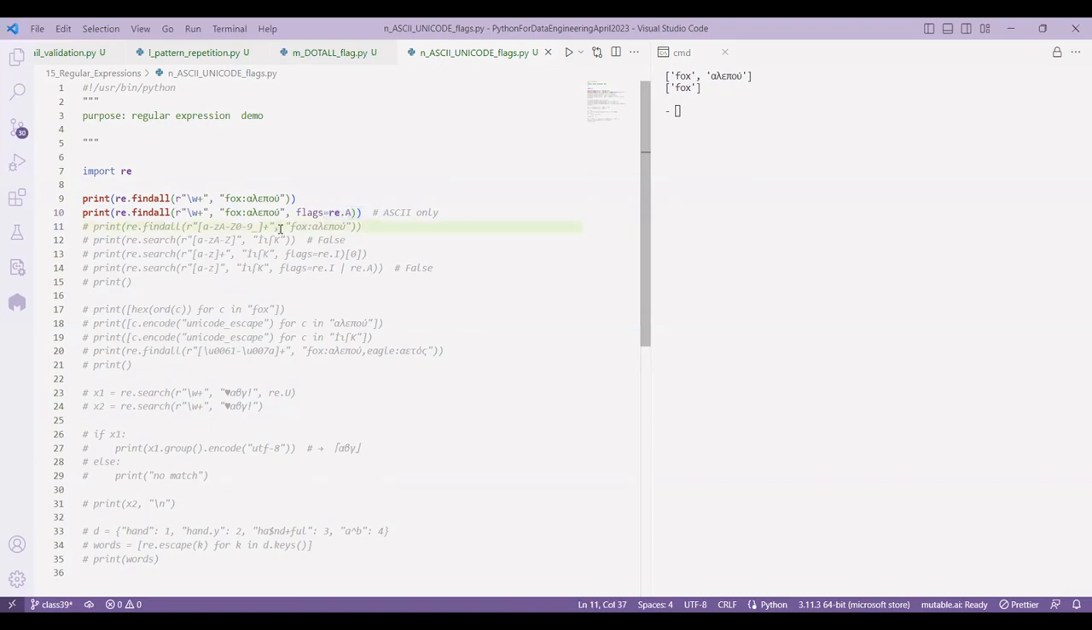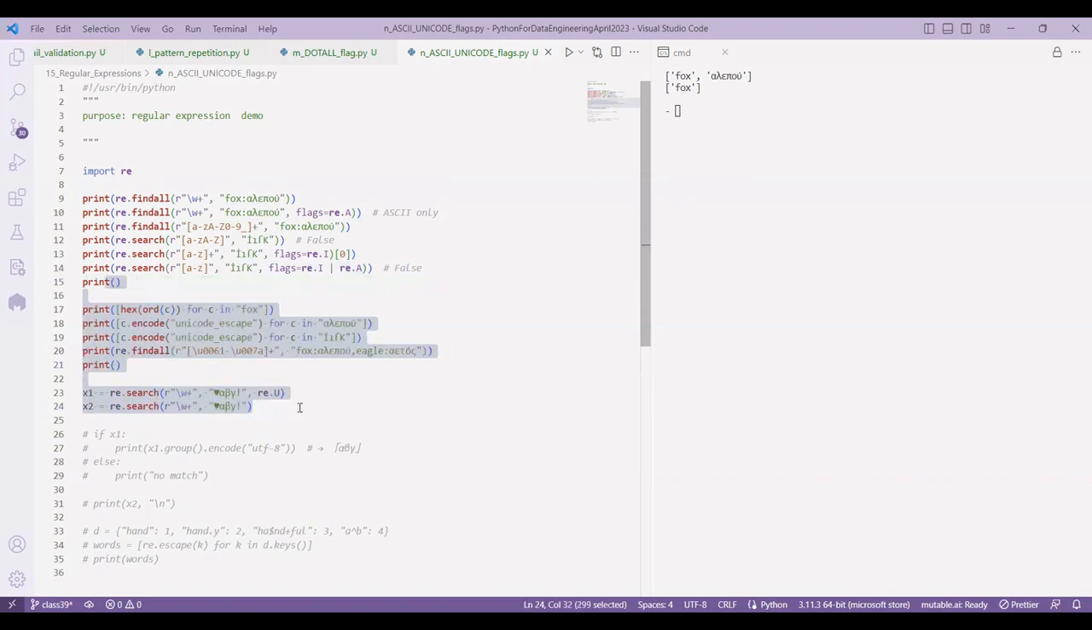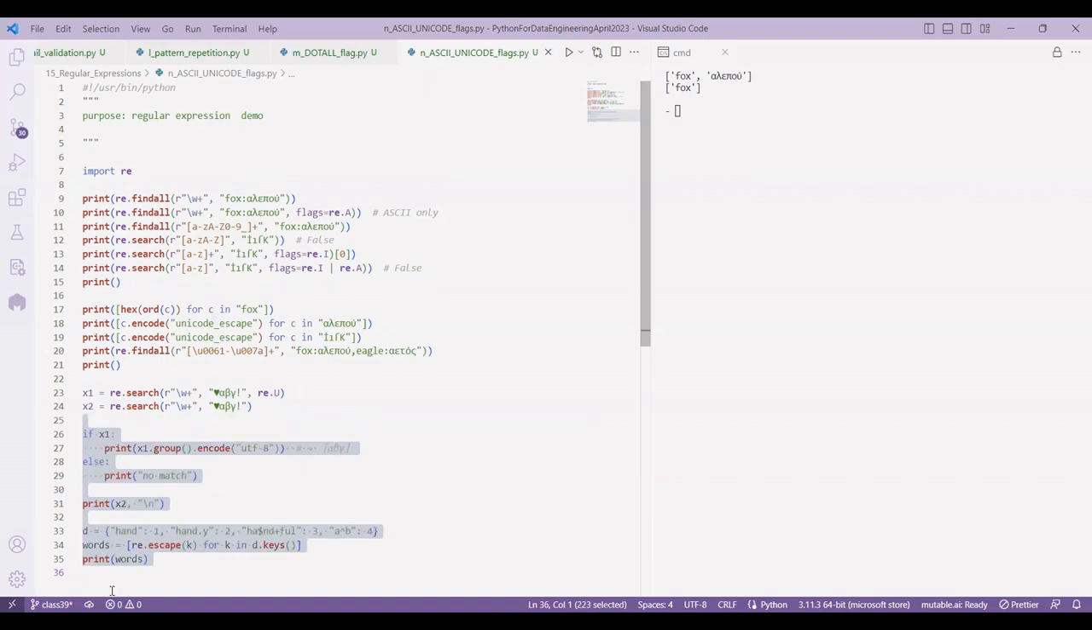So similarly, if I go further with findall also, the same works. So if you are okay with ignore case and also only ASCII you want, you can specify like that. Similar to ignore case, we also have something called Unicode. So if you want Unicode characters, you can specify that. Give a try, you will understand.